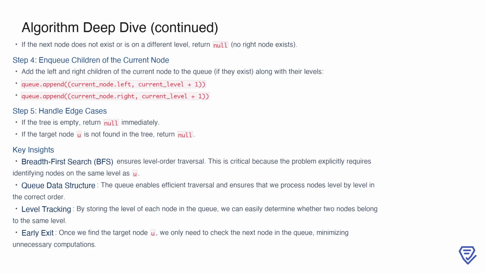However, if that next node is either not present or belongs to a different level, we return null since no right neighbor exists. After checking the target node, we continue the traversal by enqueuing the left and right children of the current node, along with their respective levels, into the queue. This ensures that we process all nodes systematically. Additionally, there are some edge cases to address. If the binary tree is empty, we return null immediately, as there are no nodes to process. Similarly, if the target node U is not found in the tree, the result is also null. These considerations ensure that the algorithm handles all possible scenarios effectively.